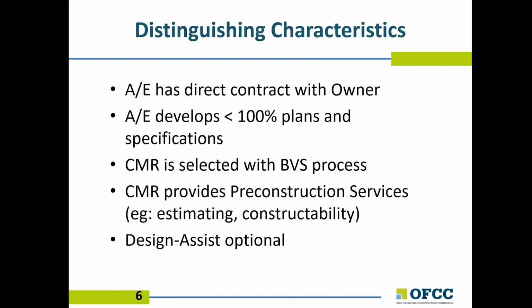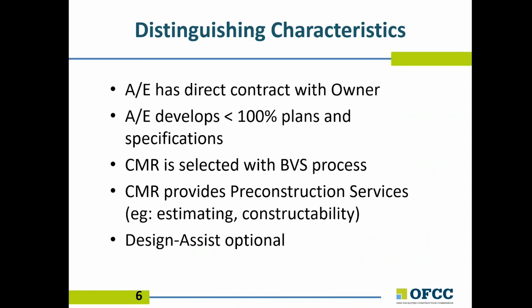The distinguishing characteristic of construction manager at risk is that the architect engineer, who is procured separately, does not have to fully complete the plans and specifications. The CMR is selected using a best value selection process, which includes elements of both qualifications and price.